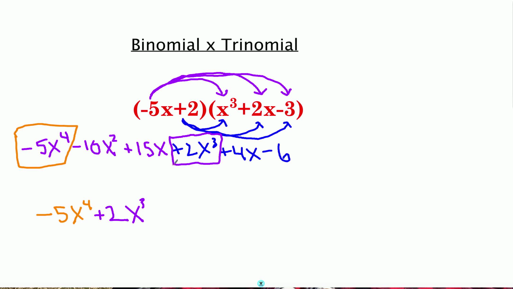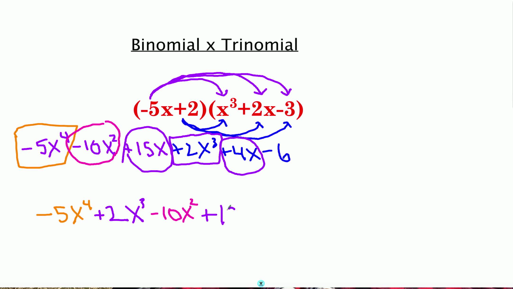Okay, now I'll look for the x squared terms. I have minus 10x squared with no other x squareds to combine with. Okay, we're almost there. I have positive 15x plus 4x. So I will combine those to make them plus 19x, not changing the exponent, just combining the coefficients. I'm not multiplying. And then the minus 6, and there you have it.